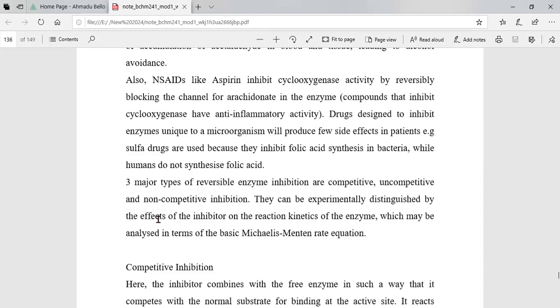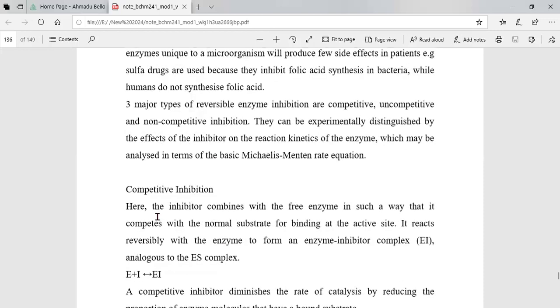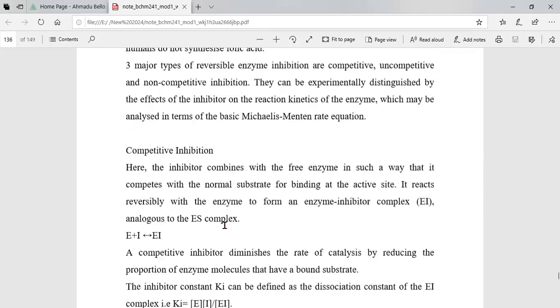inhibitors. So we have three major types of reversible enzyme inhibition, which are competitive, uncompetitive, and non-competitive inhibition, and they can be distinguished by checking the effect of the inhibitor on the reaction kinetics of the enzyme, which may be analyzed in terms of the basic Michaelis-Menten equation. So we have competitive inhibition.